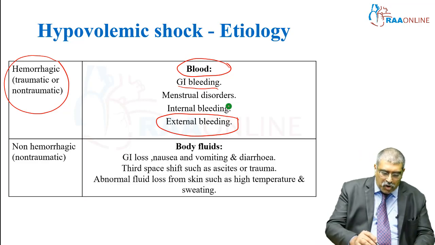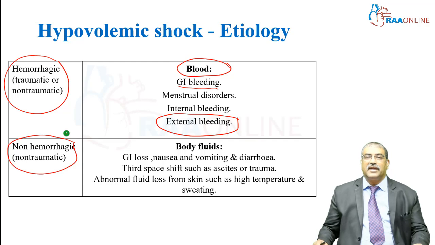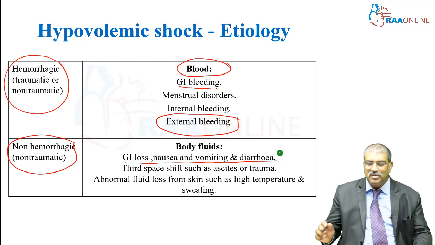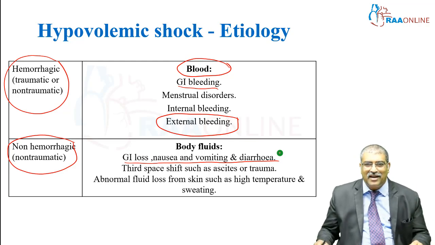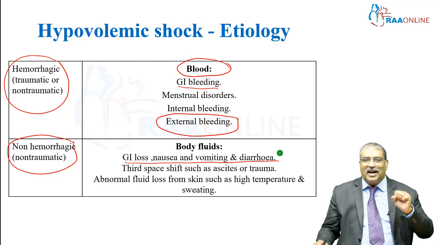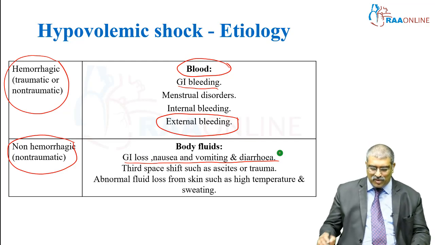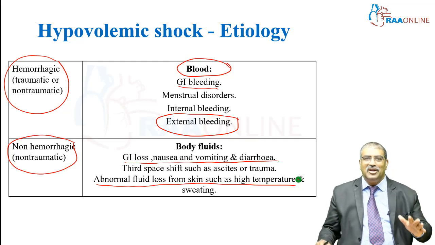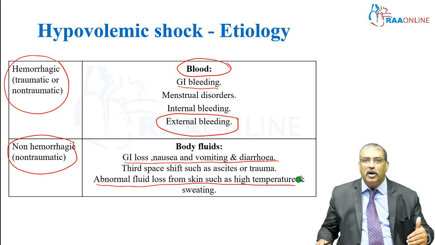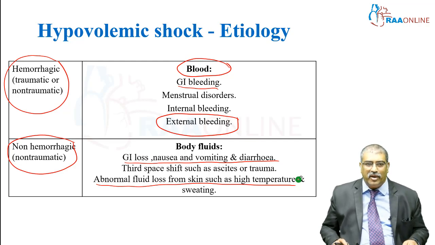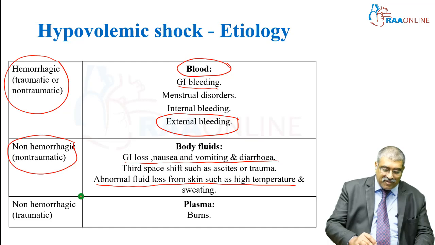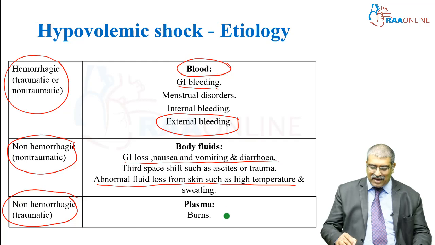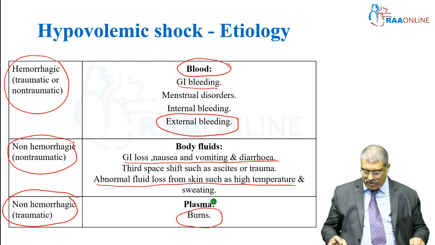Now coming to non-hemorrhagic, non-traumatic. Here body fluids will be lost. You can have gastrointestinal loss through nausea, vomiting and diarrhea. Third space shifting like ascites, or it can happen in trauma also. Abnormal fluid loss from the skin with high temperature and sweating. These are the different ways in which body fluids can be lost and lead to hypovolemic shock. And there is another entity, non-hemorrhagic traumatic, where plasma gets lost. This can happen with burn injury.